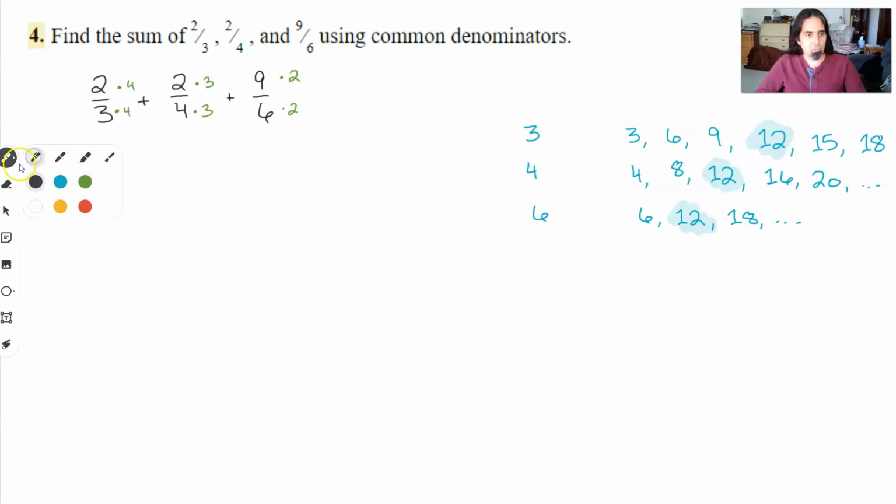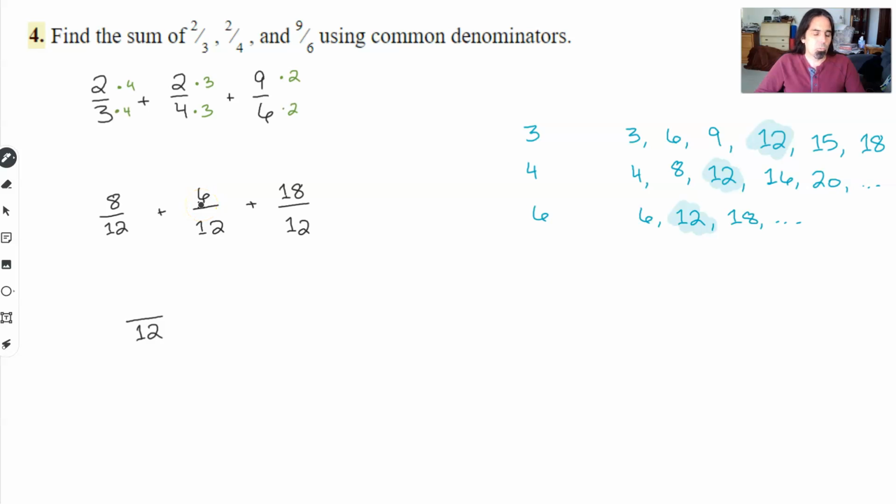So now I have changed into a common denominator. I have 8 twelfths, 6 twelfths, and 18 twelfths. When I add fractions, the twelfths stays the same. It's a label, like apples or oranges or cars. On the top, I have 8 plus 6 plus 18. So 8 plus 6 will be 14, and 18 more will be 32.